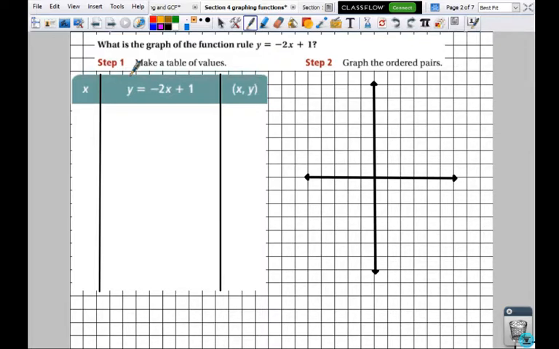So when we make this table, we're going to pick some x's, we're going to plug those in, and we are going to get a y out of it. And then we're going to graph the x and y. And as we do these, we're going to pick the same x's each time.